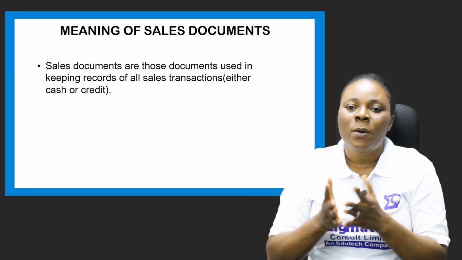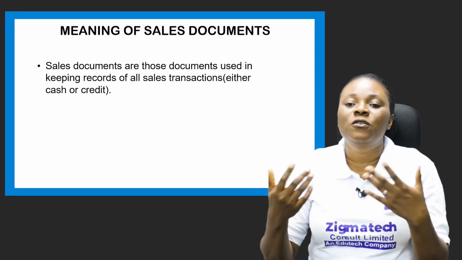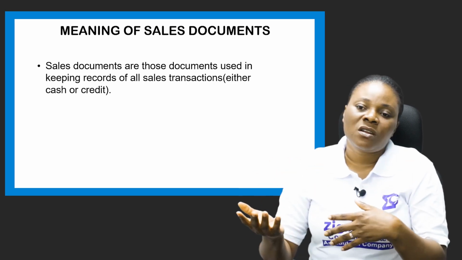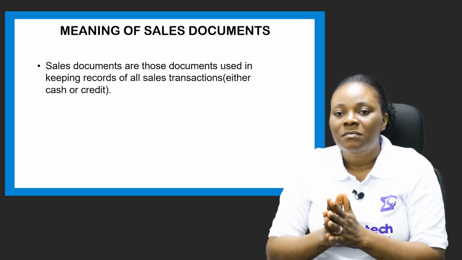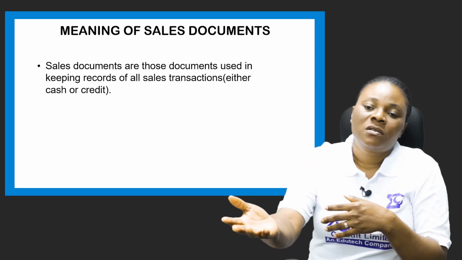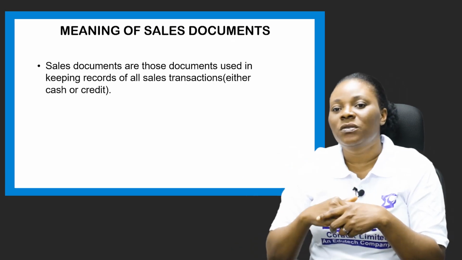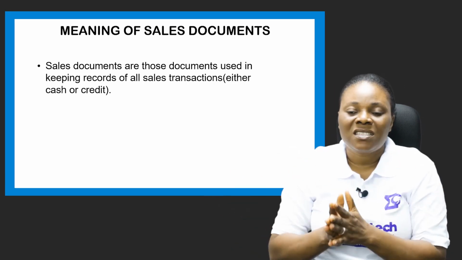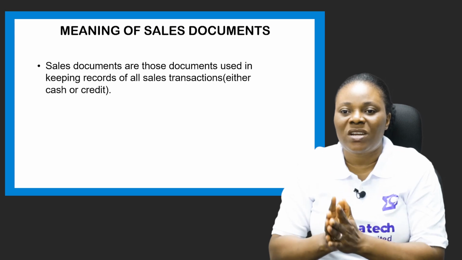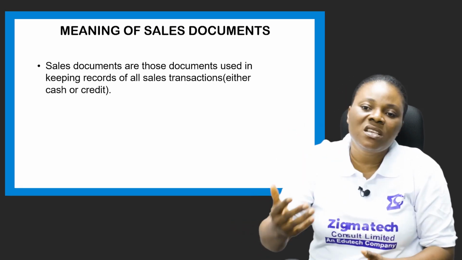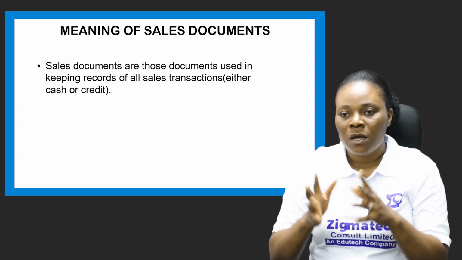You go to a shop, maybe to buy a carton of noodles. Getting there, the carton of noodles is 4,000 naira. Giving out the 4,000 naira, you get a carton of noodles in return. That is called a cash transaction. That is an immediate exchange. There is an immediate release of money for what has been bought.